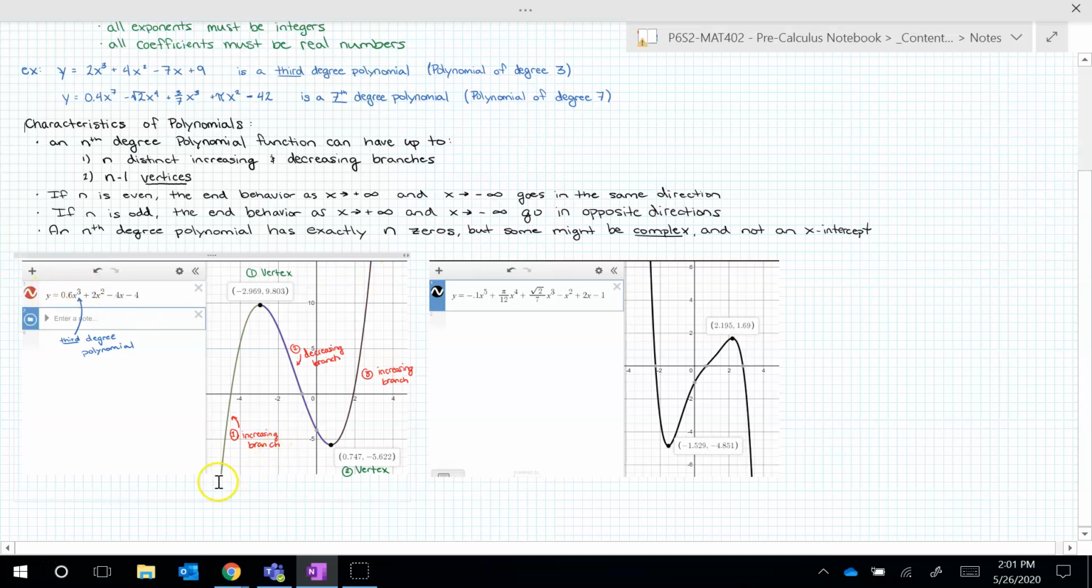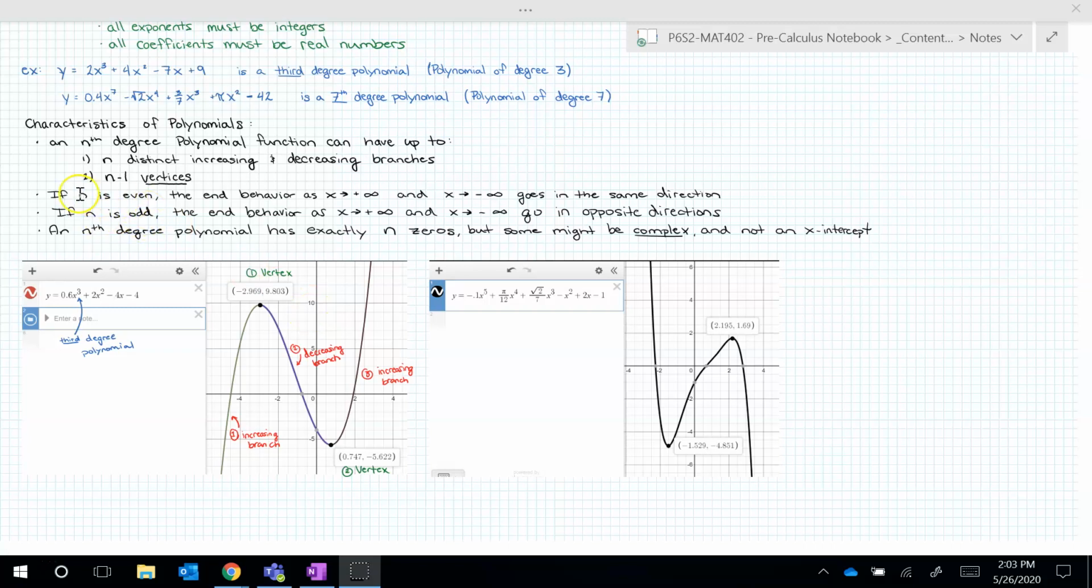So I have that a 3rd degree has 3 distinct branches: one up, one down, one up again, and then 2 vertices where it turns around. Right, so it's a good characteristic, a good indicator of, if you see data that kind of goes up, then down, then up, it shows that, yeah, this should probably be a cubic function of sorts, right?